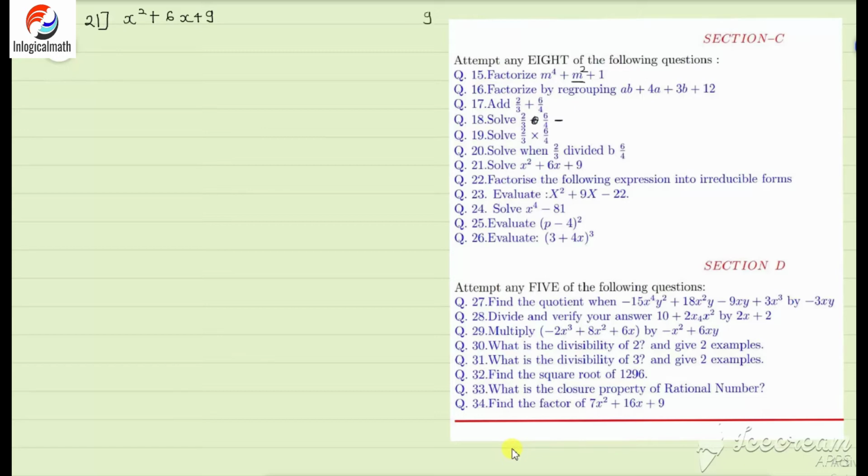For finding the factors, it's a quadratic trinomial. So first find out the factors of 9. What are the factors of 9? 3 3s are 9, 3 1s are 3. Why have I taken 3 directly? Because 9 can't be divided by 2, and we know that we can't take 1, so we have directly gone for 3.